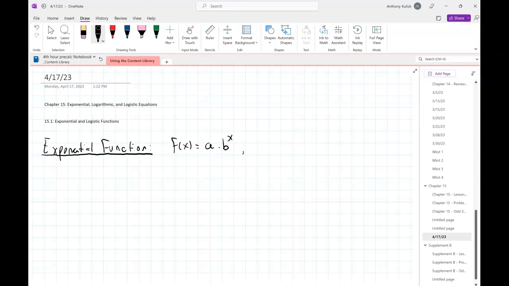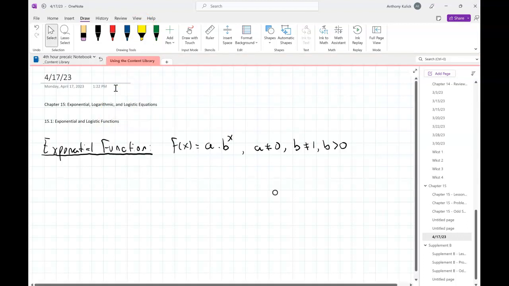But we have a couple restrictions on that. A cannot be 0. B cannot be 1. And B has to be positive. I should say B has to be positive. We're not including 0 there. So let's take a minute and think about why we have these three restrictions, why we'd want to include those.